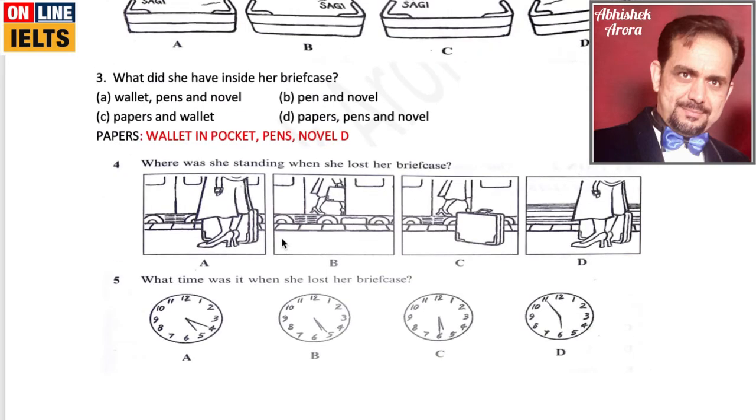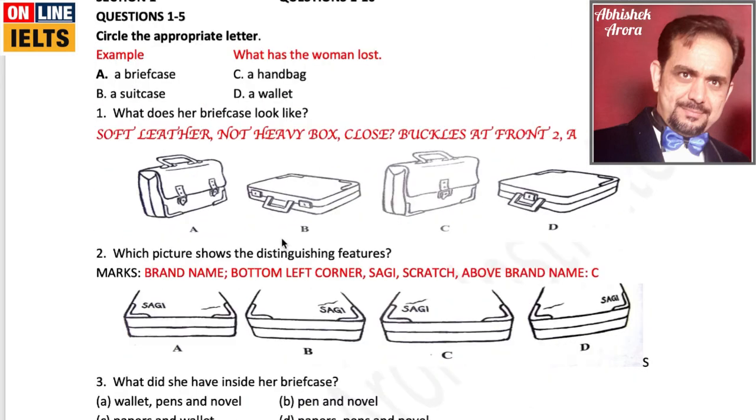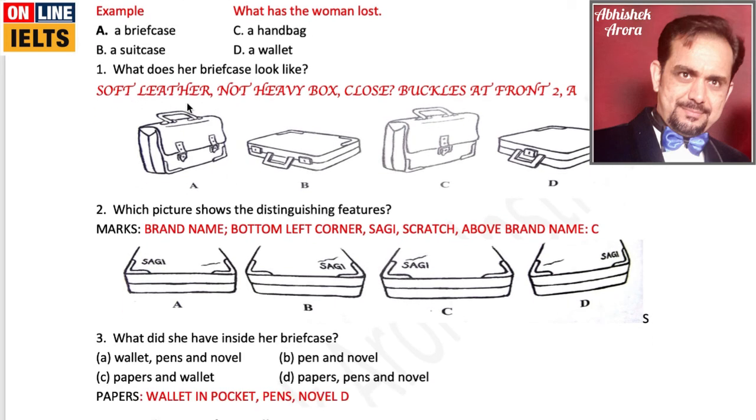Let's discuss these answers. Like in the first question, the woman was giving a description of a briefcase that it was a soft leather one, not a heavy, box type. So I believe it should be A or C because these two are soft leather ones. Then she further clarifies that it closed with the help of 2 buckles at the front. So buckles at the front, 2 buckles. So A is the correct answer.